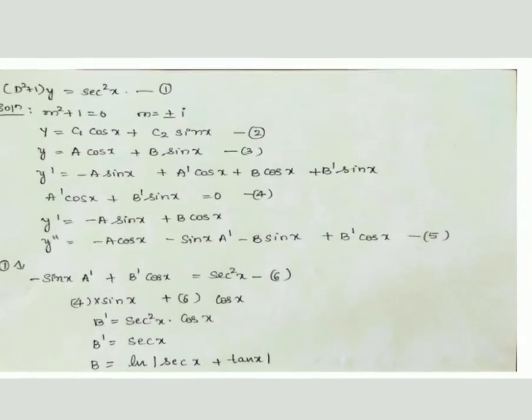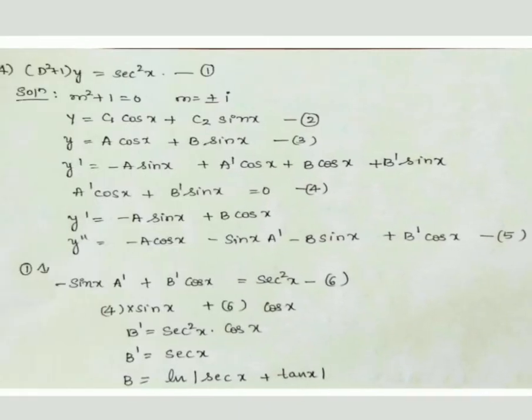Again the next problem is D square plus 1 into y is equal to secant square x. Observe that the previous one is secant x, the next problem is secant square x. Again till equation number 6 will be same here. So now we have to multiply equation number 4 by sin x and 6 by cos x and add those two equations. So that gives the b dash value, because a dash will get cancelled. So b dash is equal to secant square x into cos x. So that gives b dash as secant x.